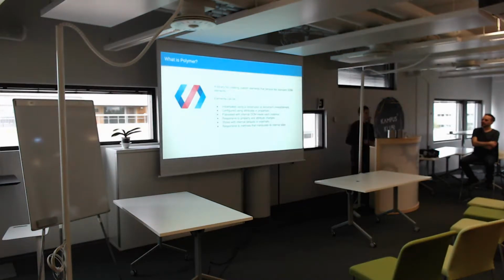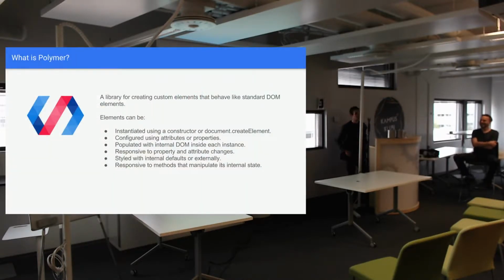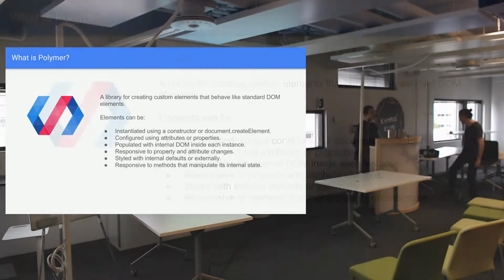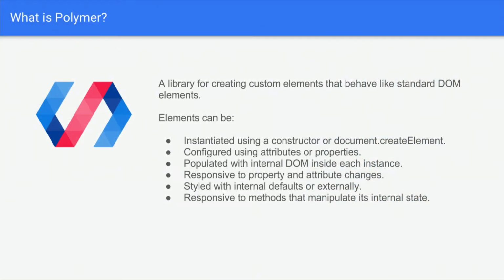And to start with, what is Polymer? So Polymer was a library for creating custom elements that behave like standard DOM elements. They were created by Google in 2015, right? Or I think the 1.0 came out in 2015. Maybe it started around 2013, if I'm not mistaken. And basically, just to mention a few features, or let's call it features.